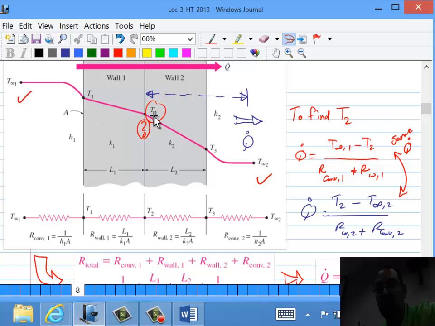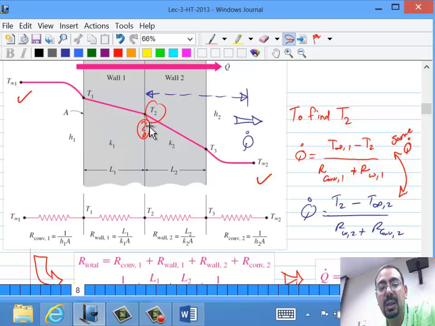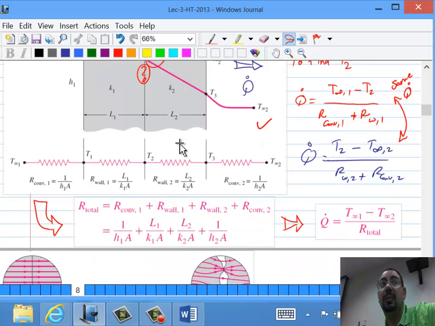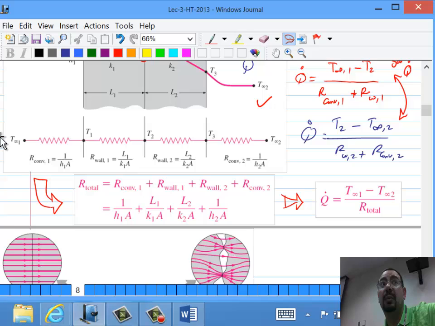Okay? Question about this? All right, so the whole secret is just to realize, to keep in mind, that this Q is the same as this Q, is the same as this Q, is the same as this Q. It's the same Q.